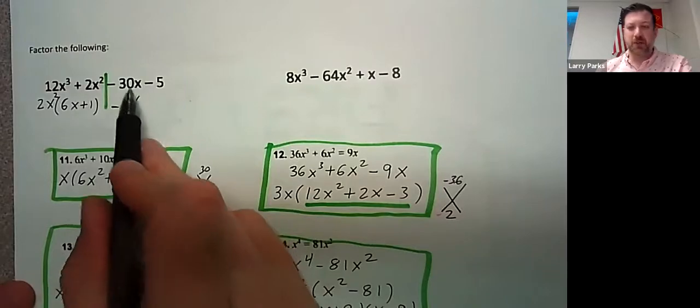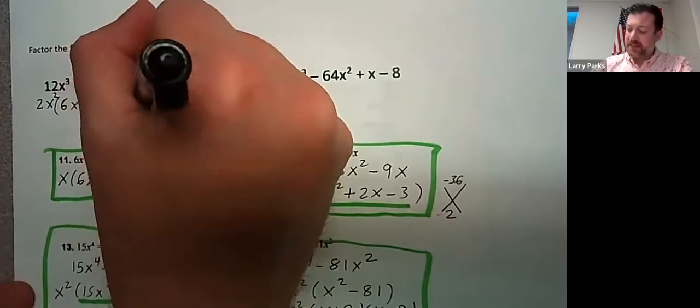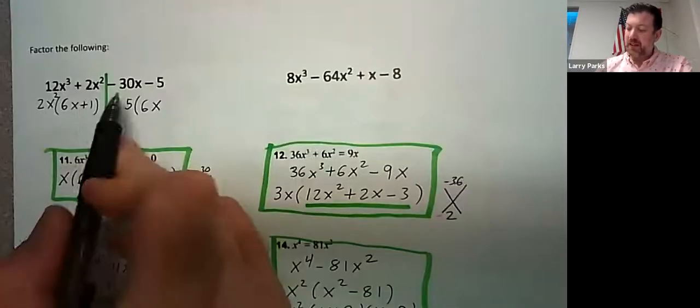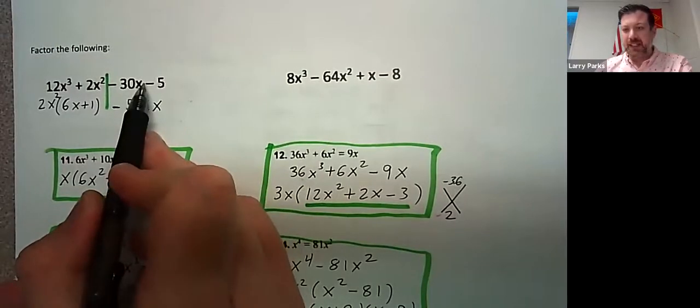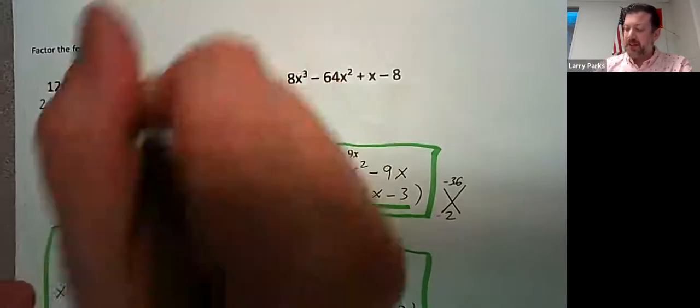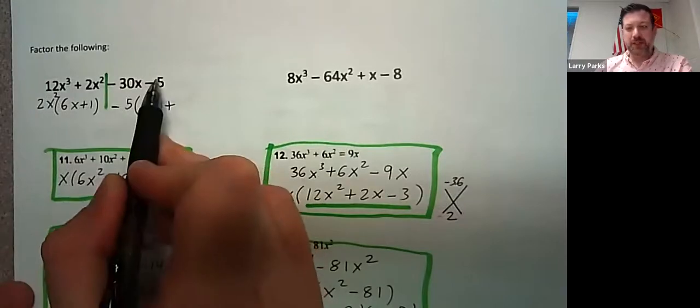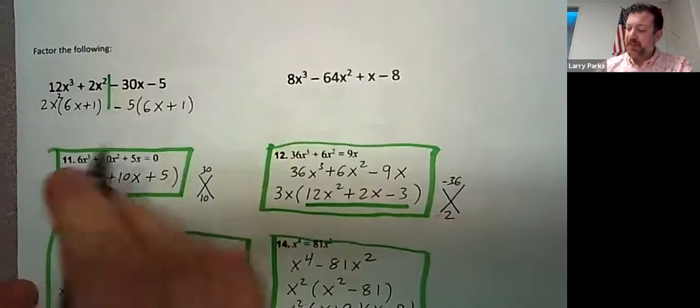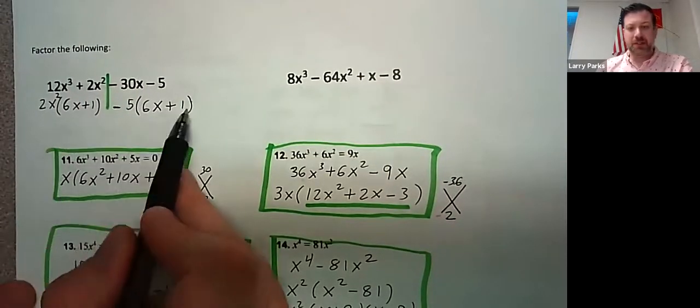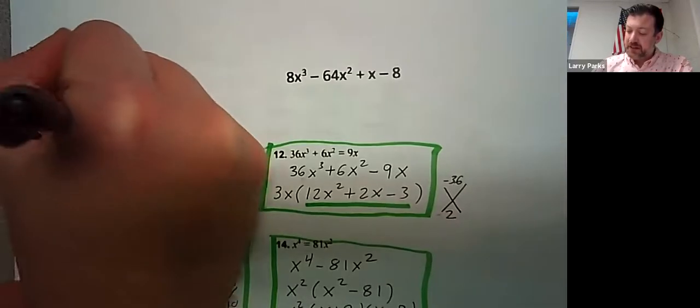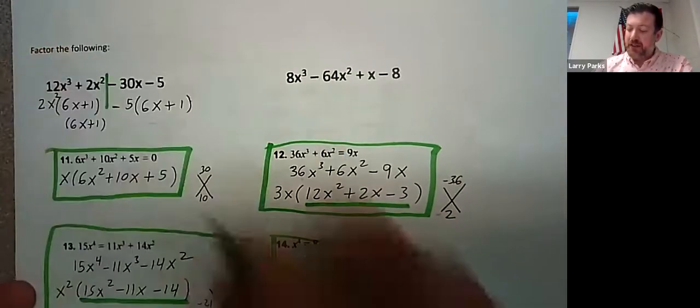Negative 5 times what is negative 30x would be 6x. Remember, negative times positive is negative, so this must be a positive. Negative 5 times 1 is negative 5. Those should be the same, which they are, so I factored out. If they aren't the same, I can't go any further.